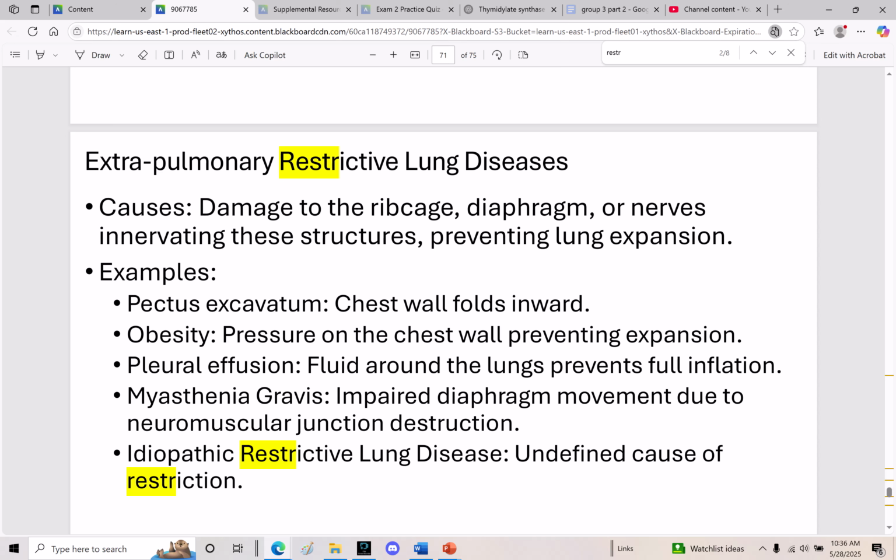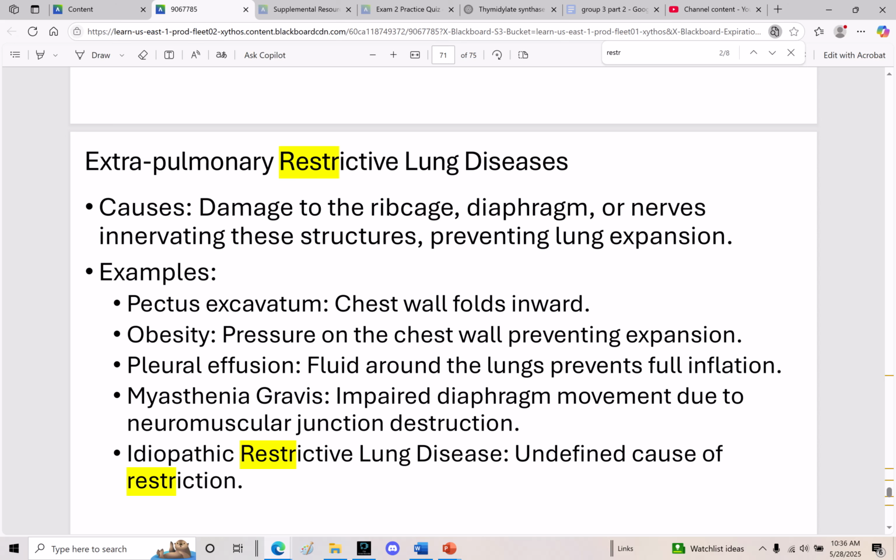Remember, you have a decreased TLC, decreased FVC, the forced vital capacity, and decreased FEV1. So your parameters mostly are going to be decreased. The only thing you have to remember is that the FEV1 to FVC ratio is going to be slightly normal or slightly increased. Okay? Fibrotic lungs are stiff, causing difficulty in stretching and expanding properly.